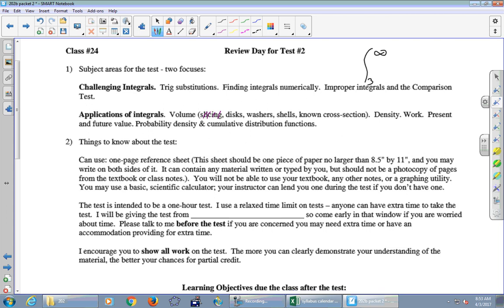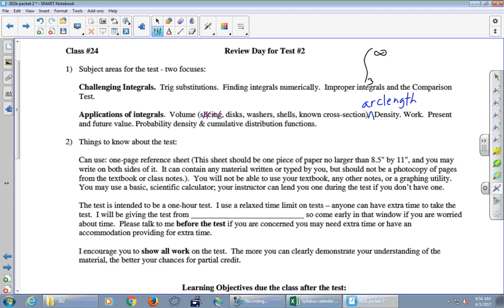I'm going to put one more geometry application here. We also did arc length. Then we did 2 days on physics, density, and work. We did 1 day on economics, present and future value. And then Friday's class was on probability density functions, and cumulative distribution functions.